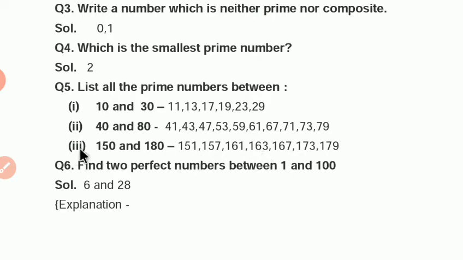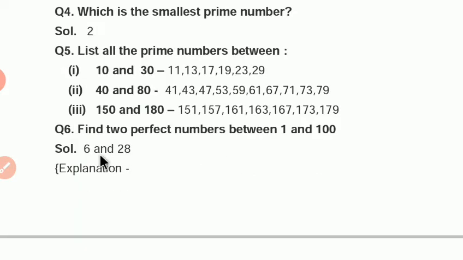So directly we have to see only odd numbers between 150 and 180, and out of those odd numbers we have to see which are prime numbers, meaning which have factors only 1 and itself. So these are the numbers which are divisible by 1 and itself only.